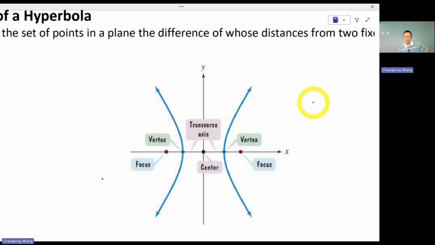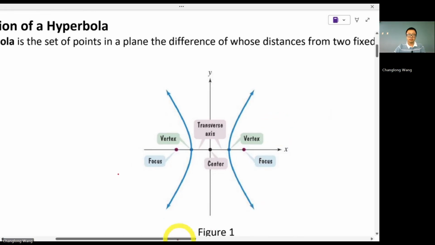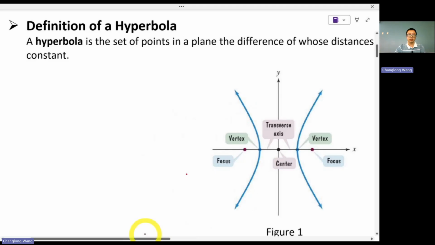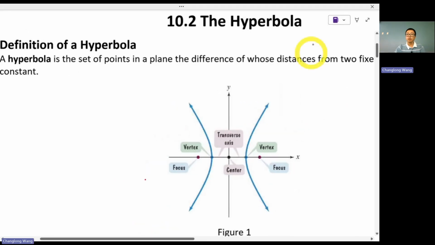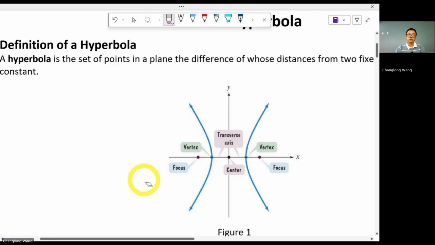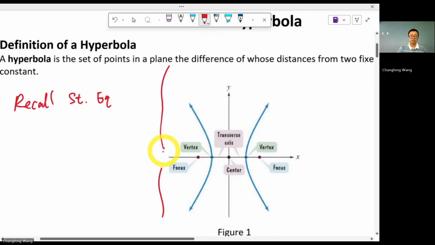Not to mention, now, of course, you see in the packet what the equation for the hyperbola is going to look like. But to see how straightforward that formula for the hyperbola is, let me help you recall the standard equation of an ellipse.